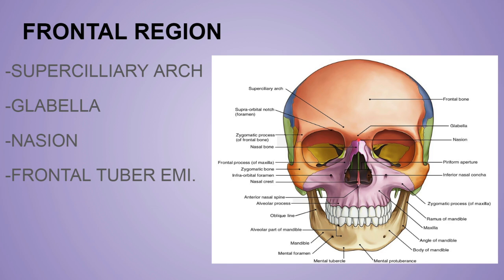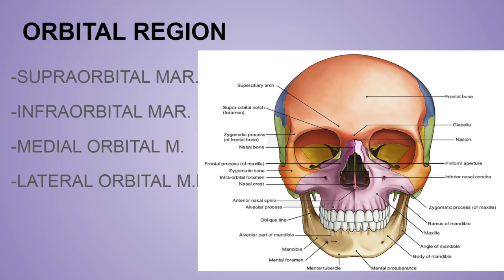And the frontal tuber or the frontal eminence is a low rounded elevation above the superciliary arch. It is present mainly above the superciliary arch, and it is more prominent in females and children as compared to males. So the superciliary arch is prominent in males, while the frontal tuber eminence is more prominent in females and children. Now the orbital region. Now this is the orbital region, this part.